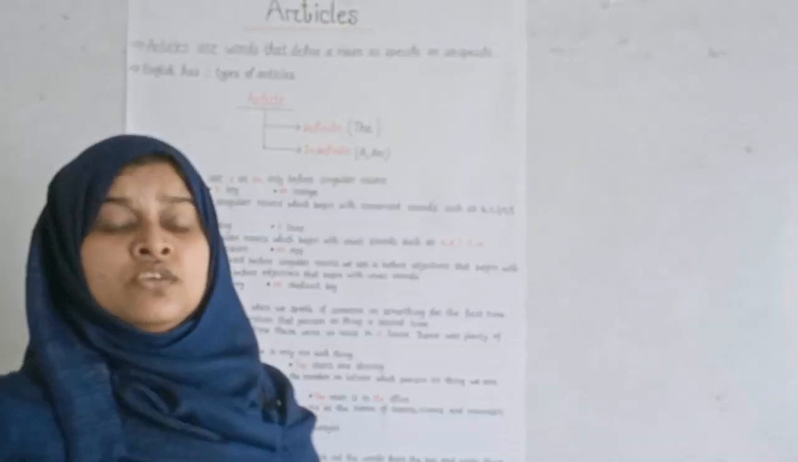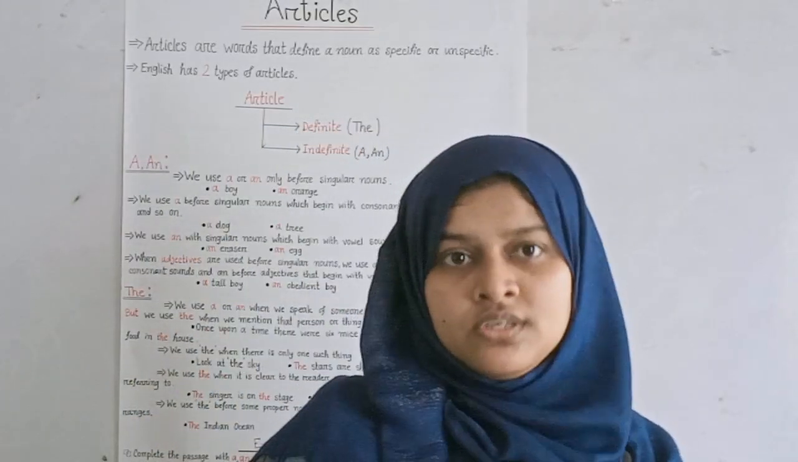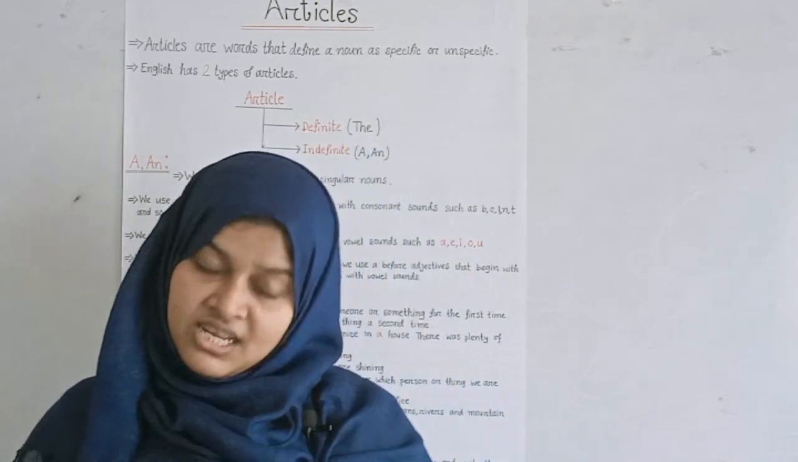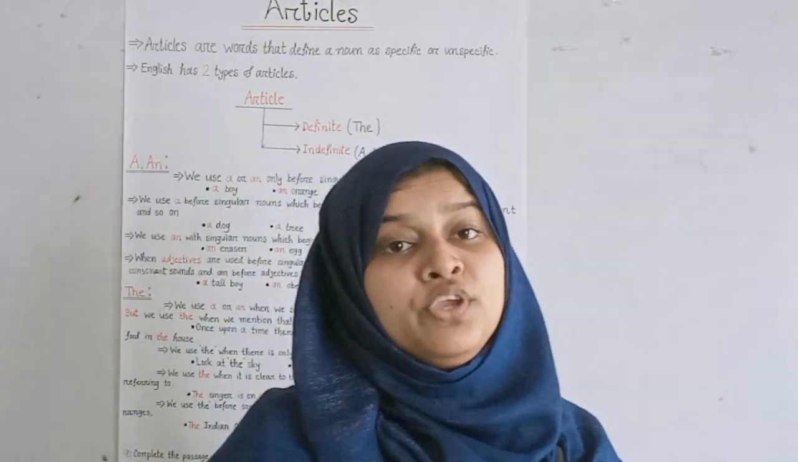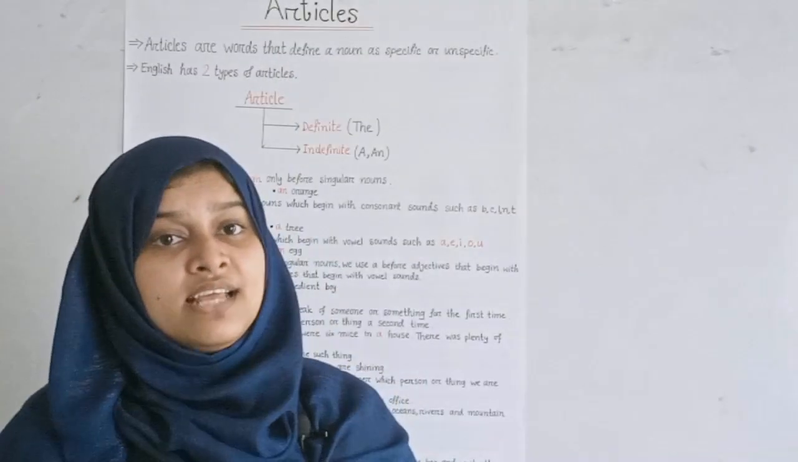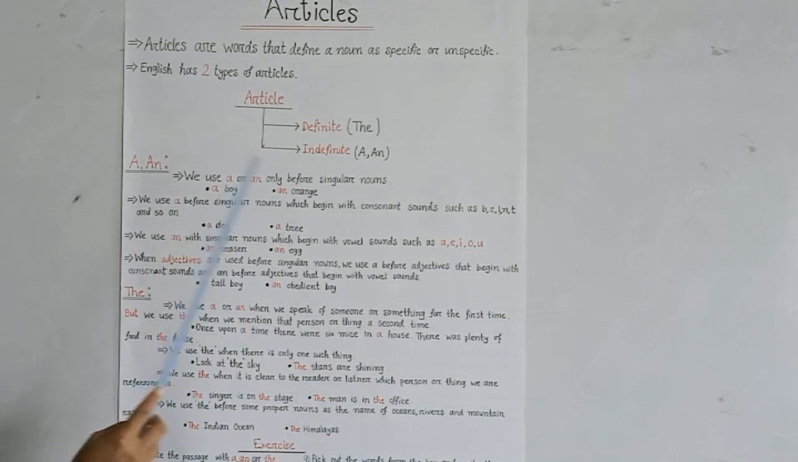Dear students, hope you have understood in our earlier class about singular and plural nouns. I hope you have no confusion in that topic. So, here you find boy and orange. These are singular nouns, so you have to use a and an before these words.